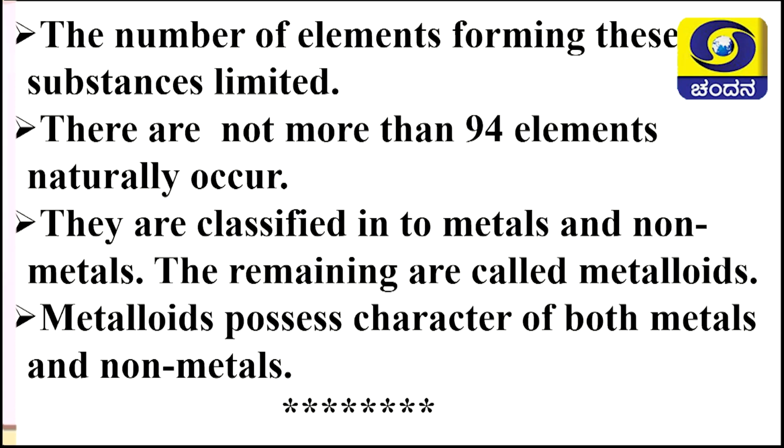Already we have learnt it. The remaining are called metalloids. Metals, non-metals and metalloids. This we have seen in the periodic table, where they are arranged according to their atomic numbers. Okay, metalloids means they possess characters of both metals and non-metals. Both characters they will show. They are in between. Okay, children. So, these are the things we have to remember.